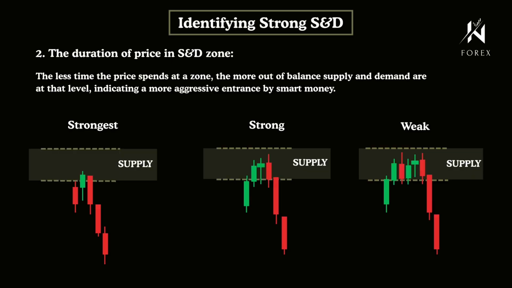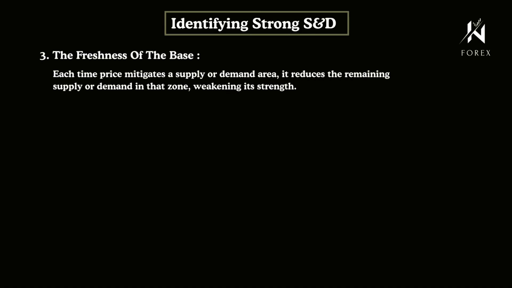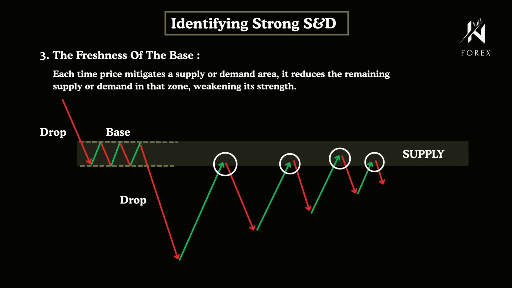The second factor to assess is how long the price remains within a supply or demand zone. The shorter the duration price stays at a zone, the more significant the imbalance between supply and demand at that level, signaling a more forceful entry by smart money. In general, the quicker the price moves away from a level, the stronger and more reliable that zone becomes. The third element to take into account is how fresh the base zone is. Every time the price revisits and mitigates a supply or demand area, the available supply or demand within that zone diminishes, reducing its overall strength.